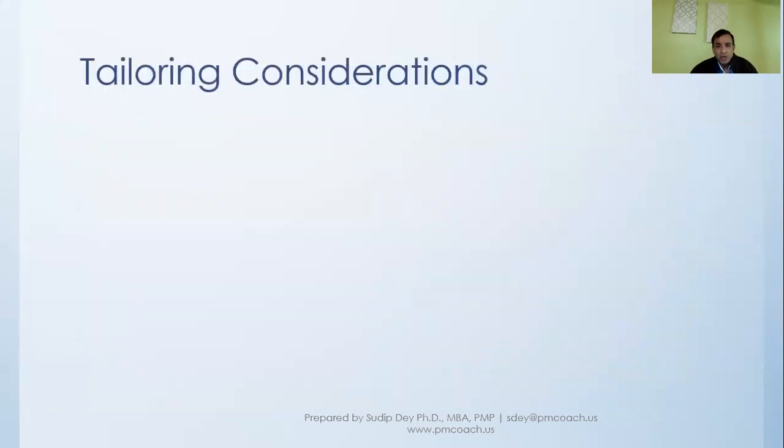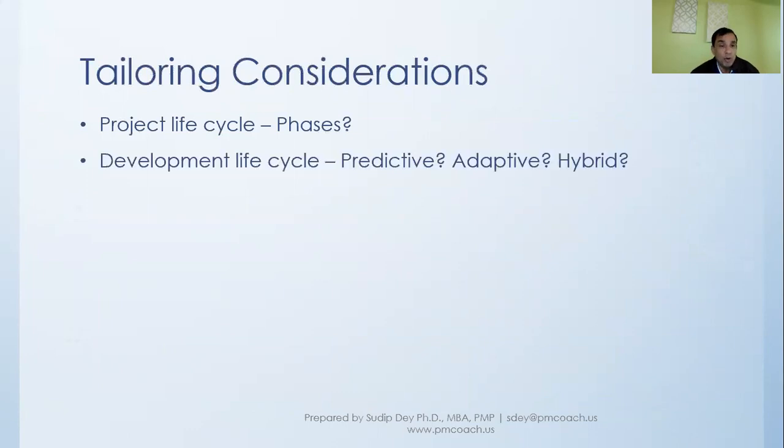Now, we talked about tailoring considerations. Let's look at it a little more. What are the different tailoring considerations that we need to look at? For example, project life cycle. What kind of project life cycle do we want to have? Remember, when we talked about project life cycle, it is a sequence of phases. So what kind of phases do you want to put together in your project life cycle? Again, it will vary from project to project.